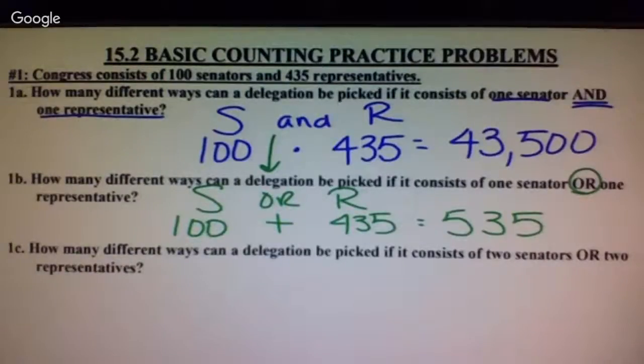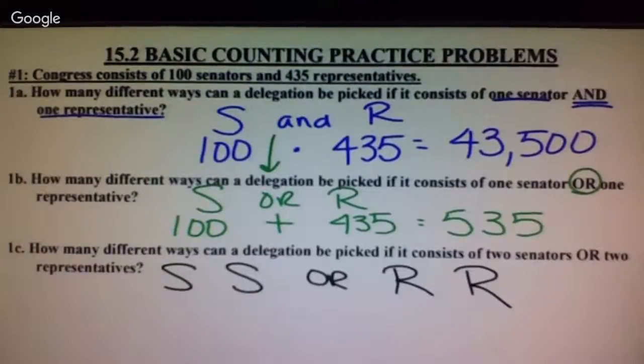Okay. So we're getting to C. What's changed now? Two senators, two representatives. So now I want a senator and a senator. Those are the 2 senators. Or a representative and a representative. It'll be 100 and then 99, plus 435 and then 434. You count that, but you add.